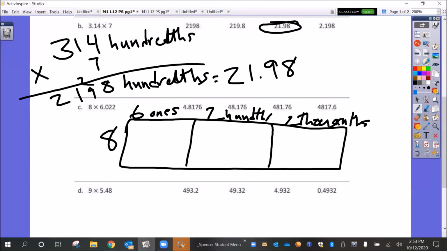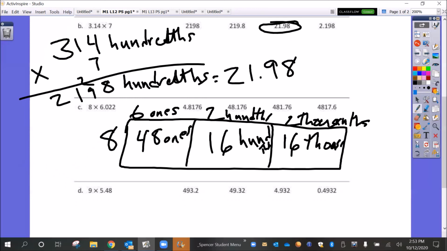Okay, and we're multiplying that by 8. 8 times 6 is 48, and we keep our unit, 48 ones. 8 times 2 hundredths is 16 hundredths. And then 8 times 2 thousandths again is 16, and then we're doing thousandths. Okay, so 48 plus, well, 16 hundredths, so that would be 0.16. Then 0.016.